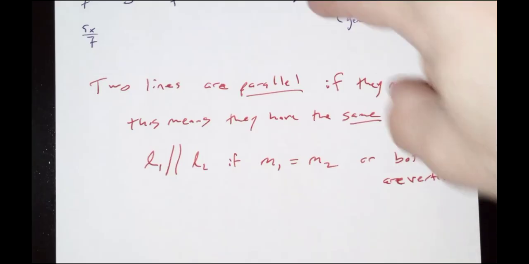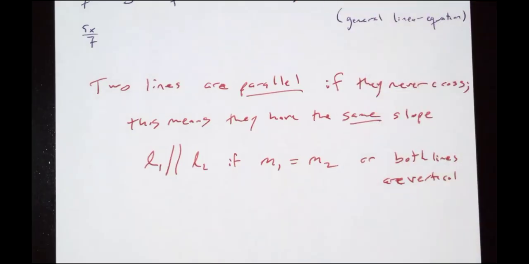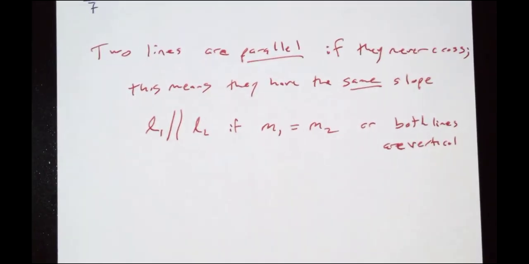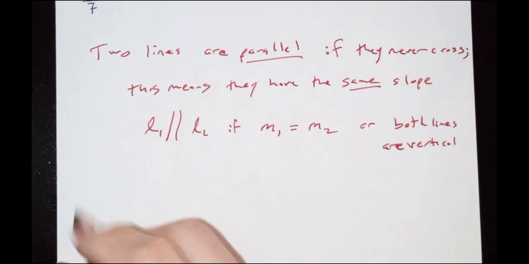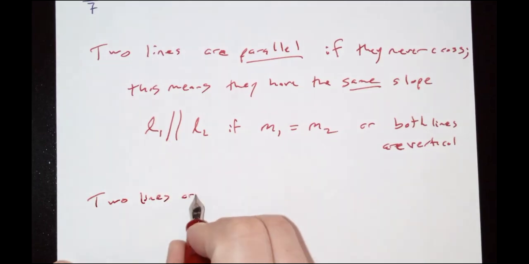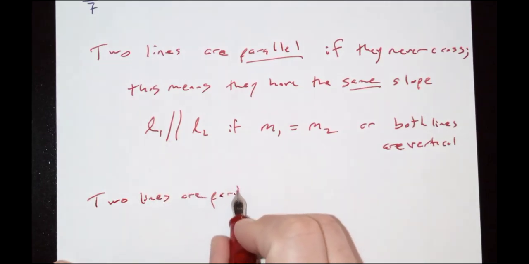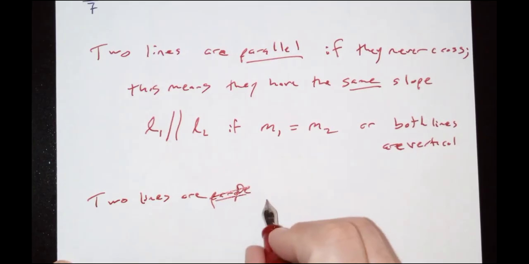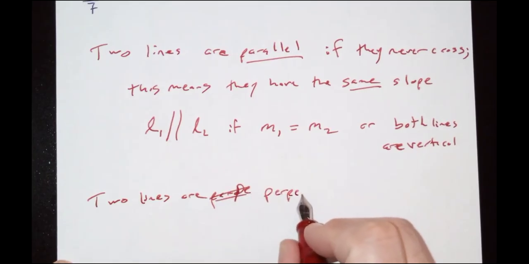Depending on the way I give you the line, general form, as opposed to slope-intercept form, as opposed to point slope form, you may need to solve for the slope to deal with working with two lines.